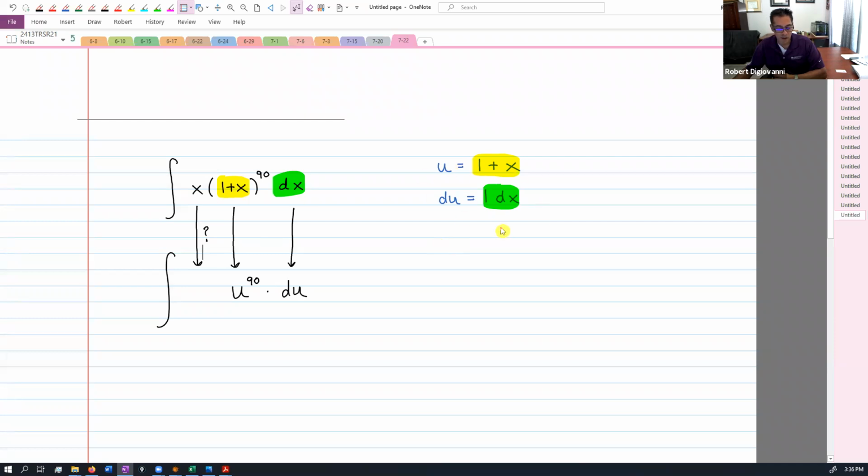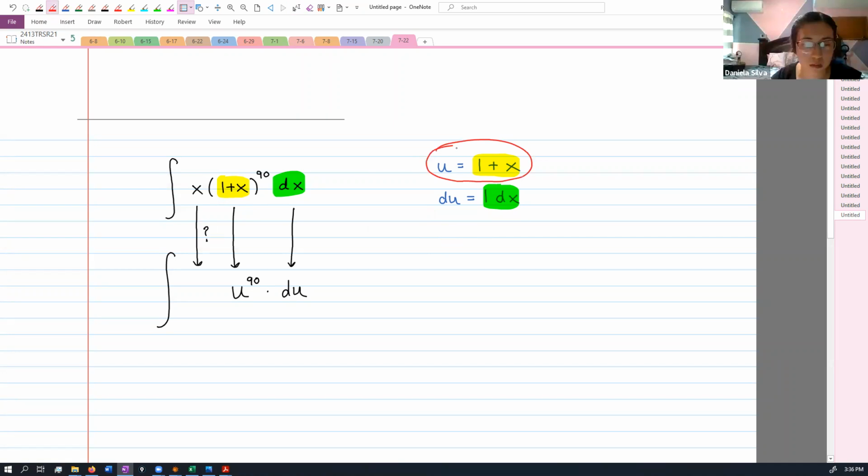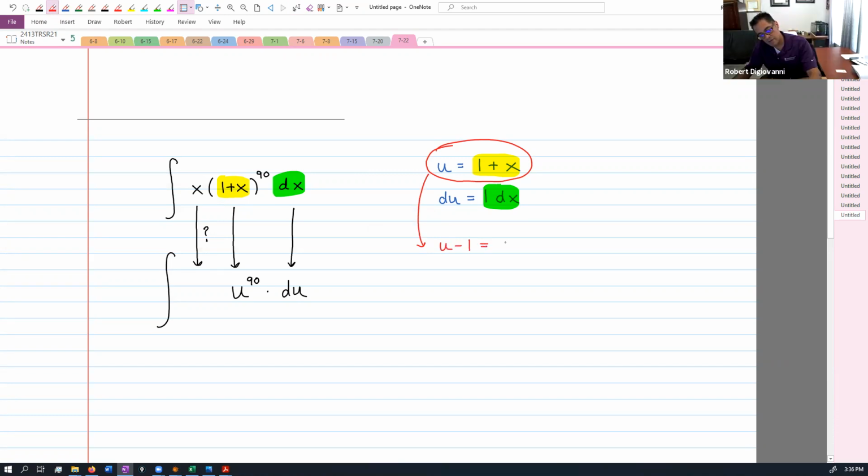So look back over here. Is there anything you can do to get X in terms of U? Something kind of similar to what Brian did, like move the 1. Let's subtract 1 on both sides, right? Like that. So then that becomes U minus 1. Are y'all all on board with this? Good, Daniela. You're off the hook. Good job.